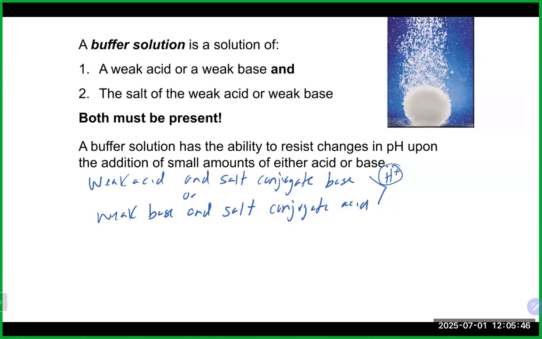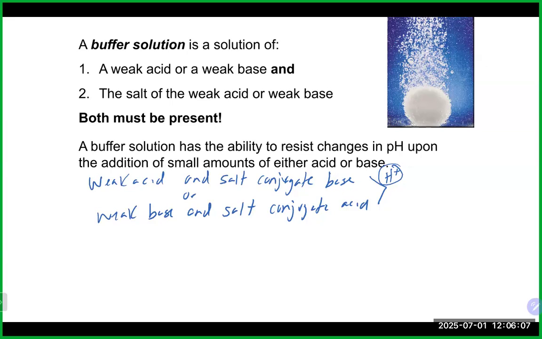So that is what a buffer is. It is a solution that's able to resist changes in pH. When you decide you want to add either some more acid or base to it, it'll be able to really maintain that pH. It has to be made out of a weak acid or a weak base. You cannot have a buffer out of anything that is strong.